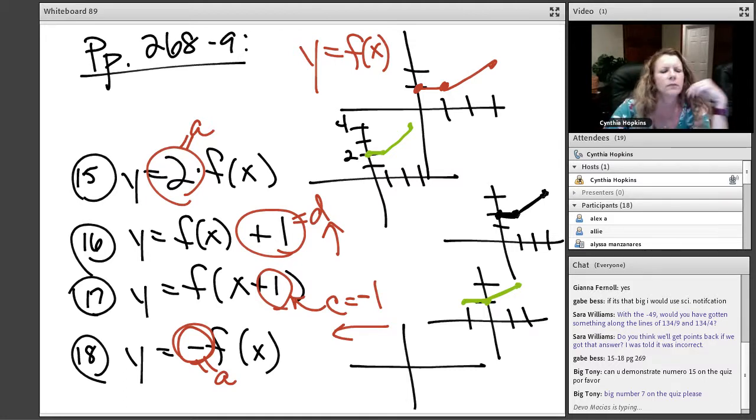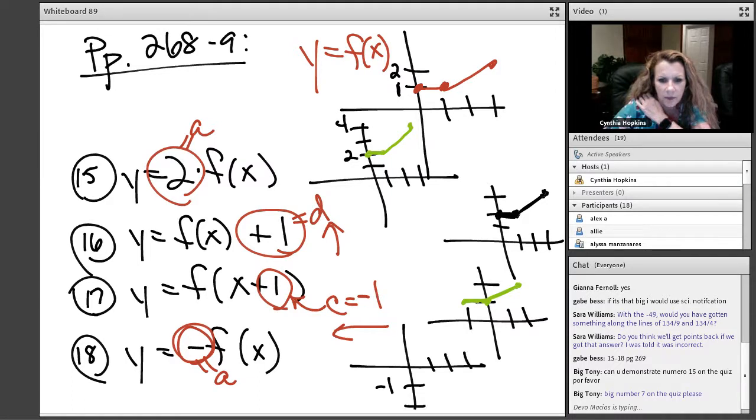What I did on number 15 is I multiplied all my y values. This was a 1, this was a 2. I multiplied all those y values by 2. Well, if you just take those same y values and multiply by -1 on this number 18, look what's going to happen. My 1 times -1 is going to become -1.